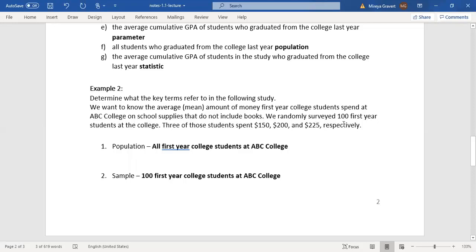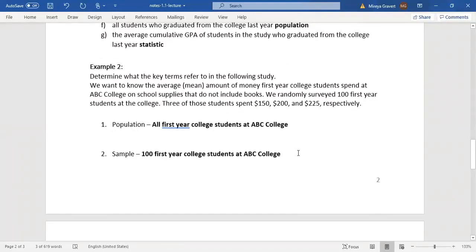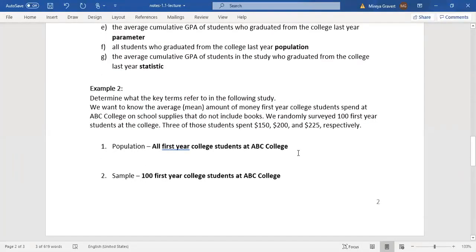We randomly surveyed 100 first-year students at the college. 3 of those students spent $150, $200, and $225 respectively. Okay, so then population. So who is the population here? So we're looking at what their average amount of money that was spent by first-year college students. So our population is all first-year college students at ABC College.